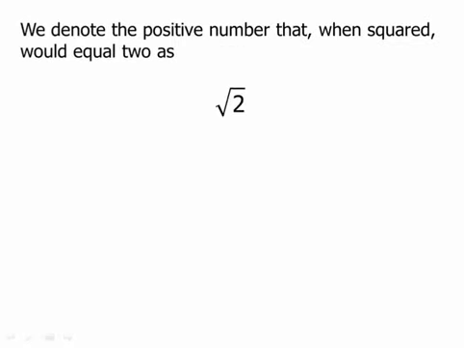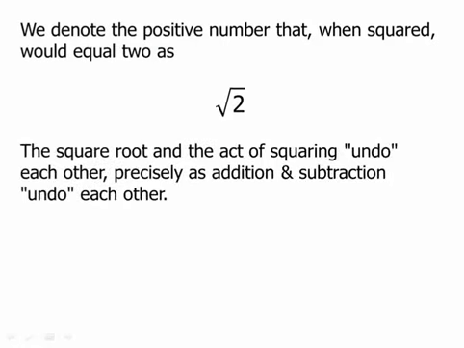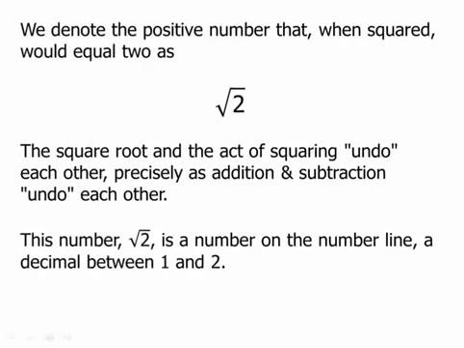We denote the positive number that, when squared, would equal 2 using this notation. We read this either as the square root of 2 or radical 2. The square root and the act of squaring undo each other, precisely as addition and subtraction undo each other. This number, square root of 2 or radical 2, is a number on the number line, a decimal between 1 and 2. So it has a home on the number line. It does live there. It's between 1 and 2.